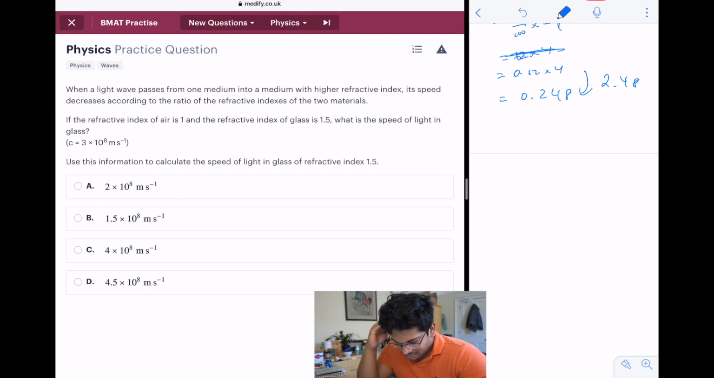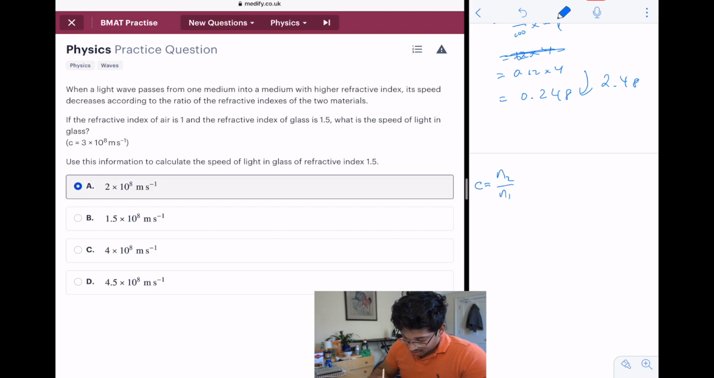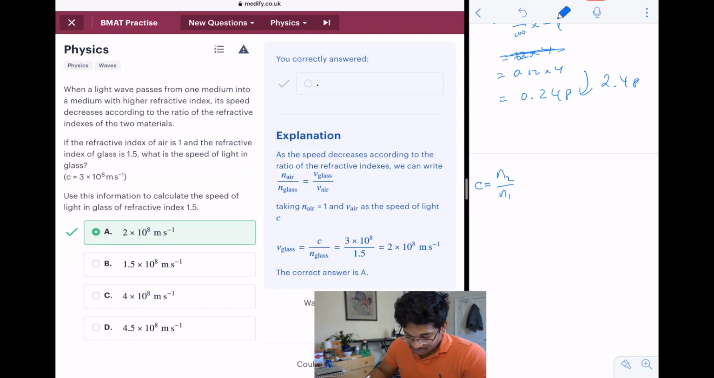Oh, I've forgotten the formula for this. So I think it's... right, so this is a prime example of where I've forgotten the formula for refractive index, which I think is N2 over N1, and that's the refractive index. So how does that affect the speed of light? So if it's 1.5, it's going to be 50% slower, which will be 2.8, I think. Great.